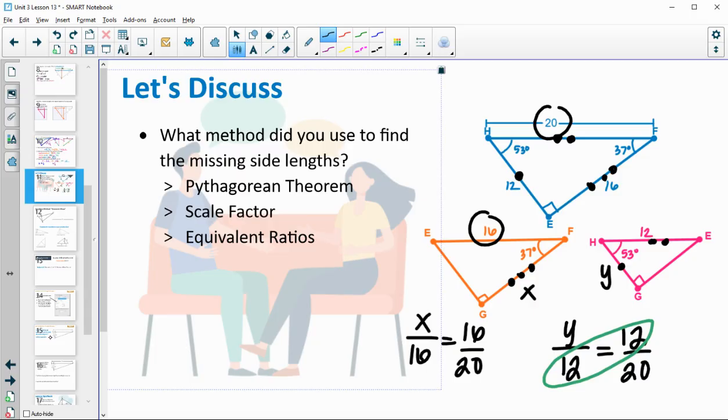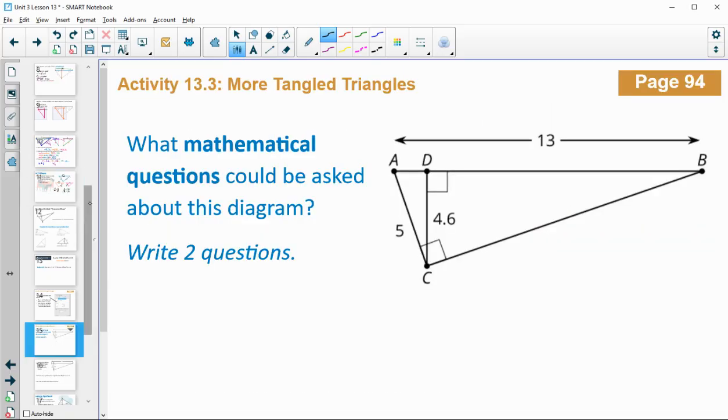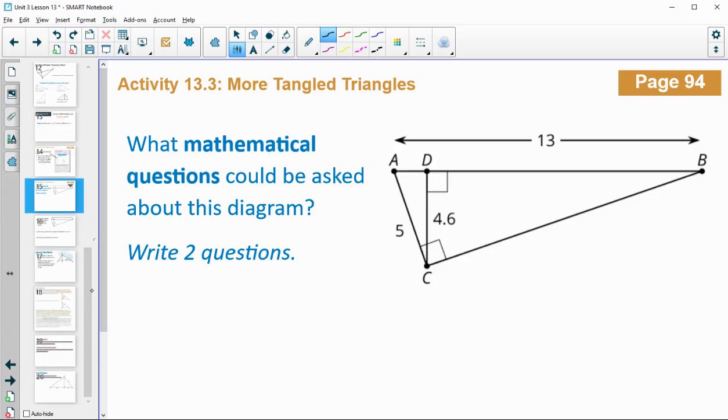All right. Then the final thing that we're going to talk about is continuing on with these tangled triangles. So take a look at a new diagram. Is there some mathematical questions you could think to ask here? Just write down 2 of those questions and then come back to the video. Just think about what we could possibly ask in this next activity.